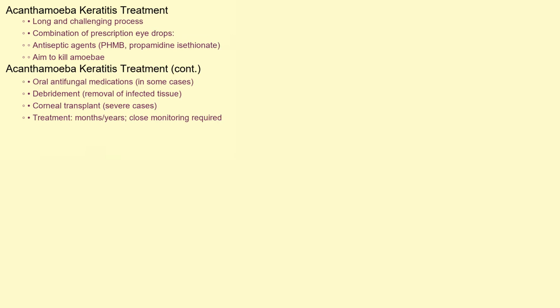Treatment for Acanthamoeba keratitis is often long and challenging. It typically involves a combination of prescription eye drops, including antiseptic agents like polyhexamethylene biguanide (PHMB) and propamidine isethionate. These medications aim to kill the amoebae. In some cases, oral antifungal medications may also be prescribed. Debridement, a procedure to remove infected corneal tissue, may be necessary. In severe cases, a corneal transplant, also known as penetrating keratoplasty, may be required to restore vision. Treatment can last for months or even years, and close monitoring by an ophthalmologist is essential.